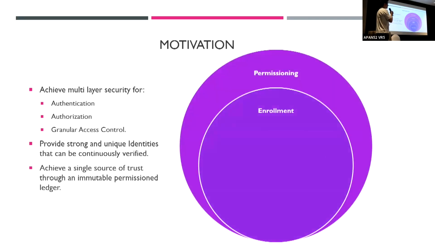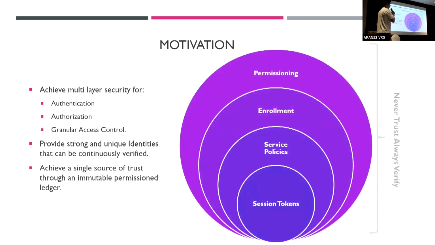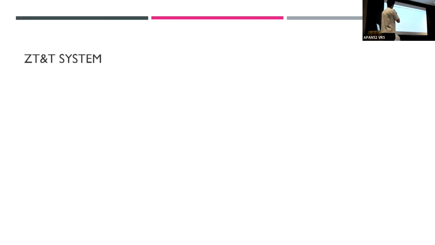In order to reach this motto of never trust, always verify, we are thinking about these layers as permissioning, enrollment, service policies, and session tokens. We have considered something very attractive technology-wise, including blockchain in all of these layers. So why?